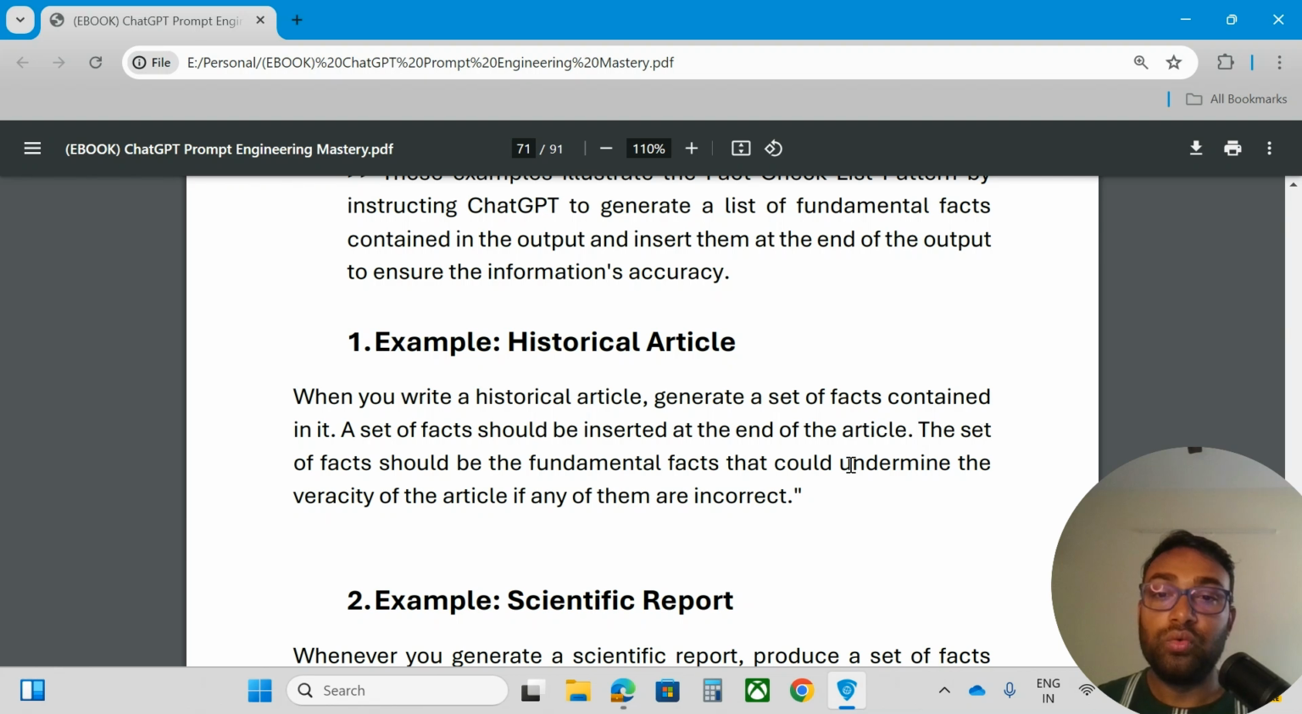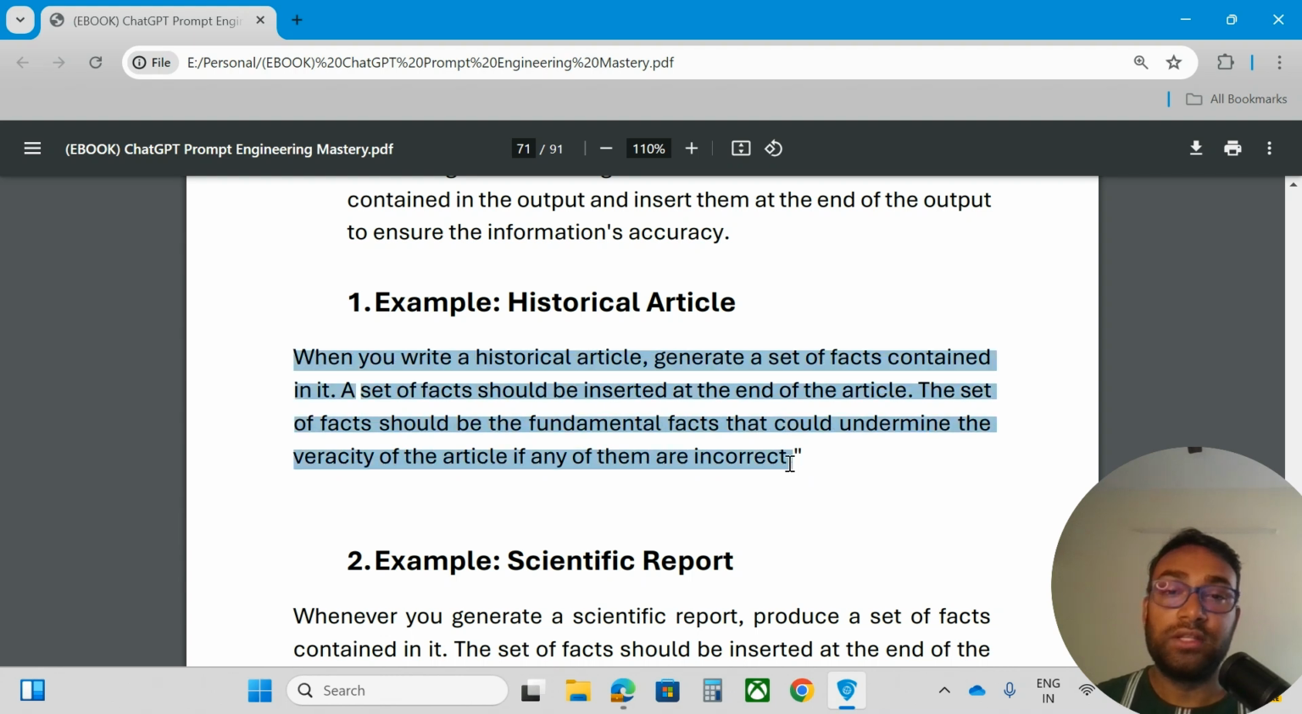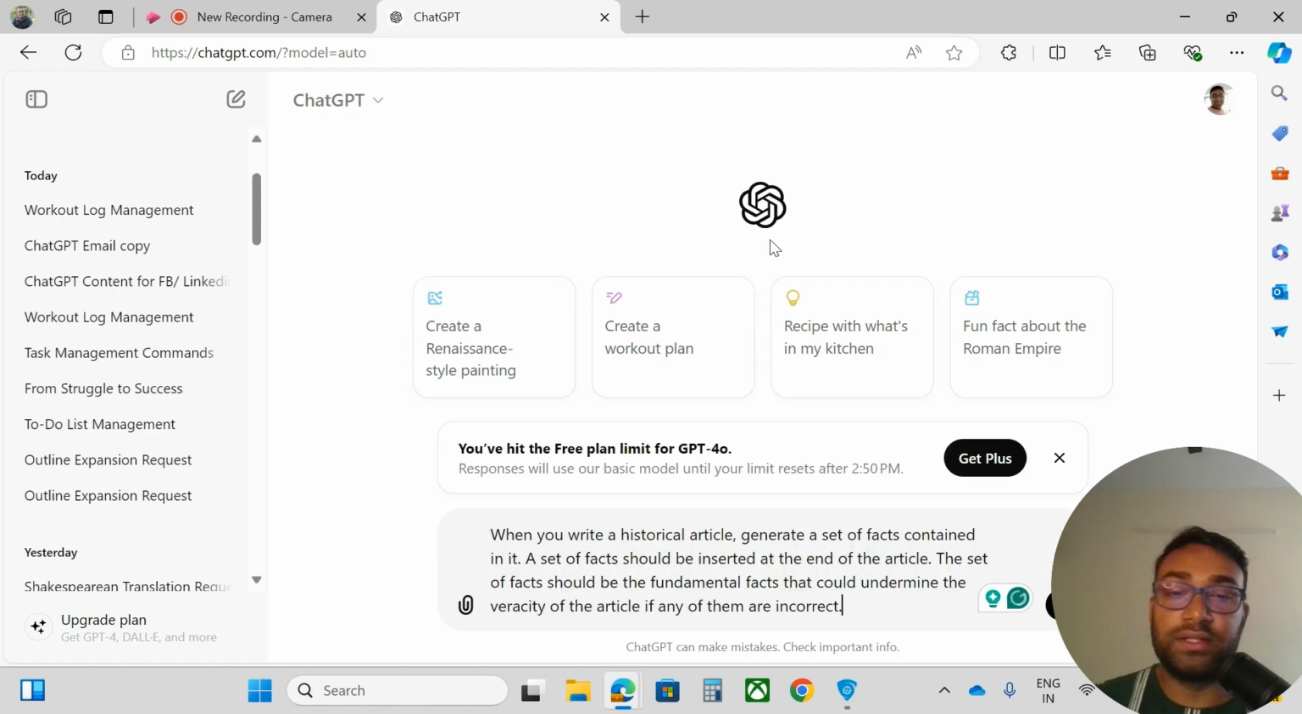Let us practice example number one. When you are writing a historical article, you should follow these rules. Keep in mind this word. In your case the topic might be different, the subject might be different, of course. Here I have given only five examples, you can create another five, 10, or 50 examples for your practice purpose and see how the response works.